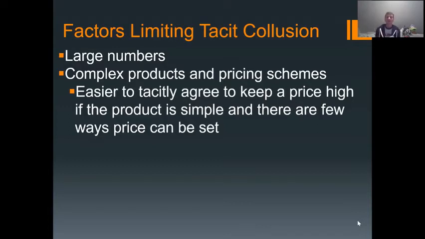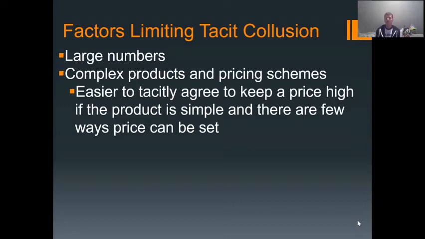What are factors that limit tacit collusion? Because we did say that that's not illegal. Well, as you have larger and larger numbers, it is more and more difficult to maintain a tacit collusion outcome, because as you have more people, they're more motivated to cheat. They're more motivated to try to get away some of the market share by reducing their prices and increasing their output. It also limits tacit collusion if you have complex products and pricing schemes.